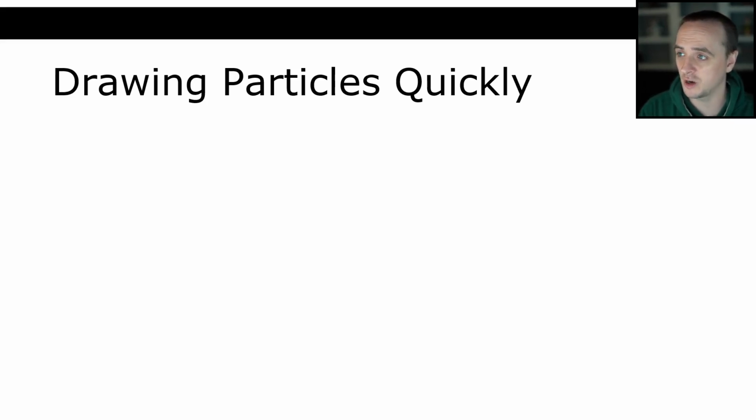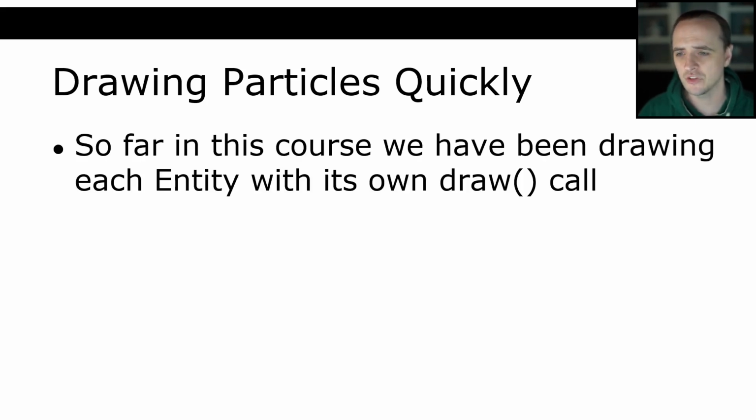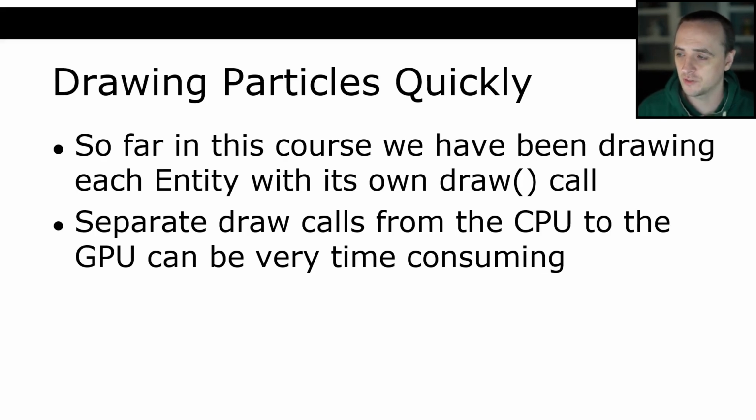Typically, you're only drawing a couple of hundred entities to the screen, but when you're drawing tens or hundreds of thousands of particles, you need to be drawing things faster than the way that we've been doing it. So far in this course, we've been drawing every single entity with its own draw call. Separate draw calls from the CPU to the GPU can be very time consuming. So in our program, we loop over all of our entities. We essentially say for each of our entities, draw that entity.